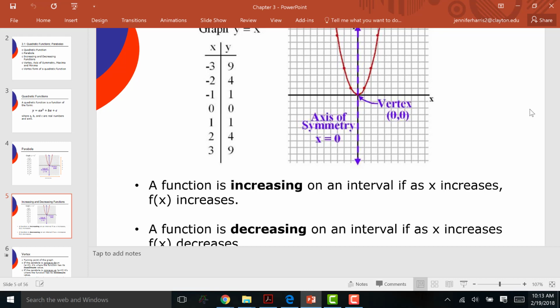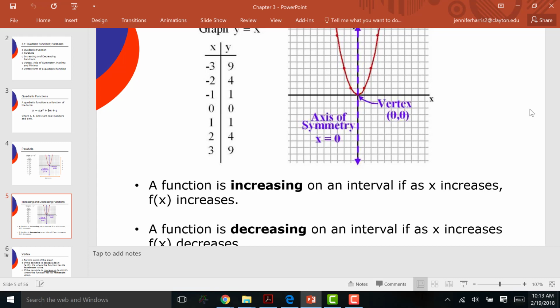At this value, are you still coming down? At this value, are you still coming down? You see, that's what they ask you. When you get over here, are you going up? Yep. And here, are you going up? That's what they're asking you to pay attention to when they're asking where it is increasing and decreasing. All righty, questions?